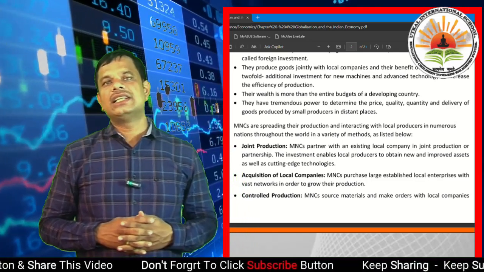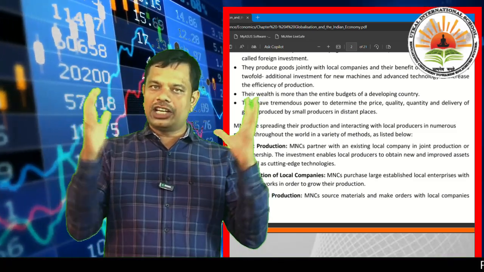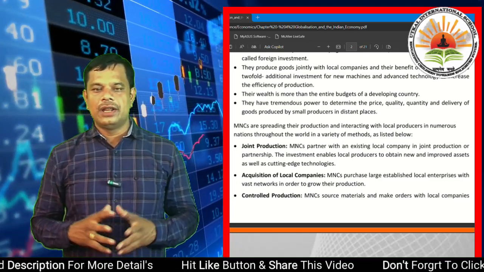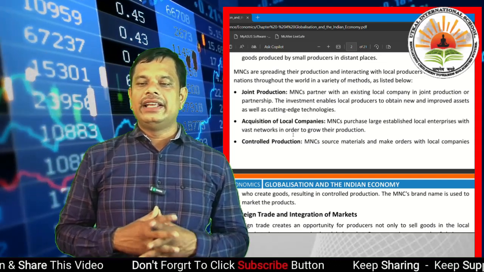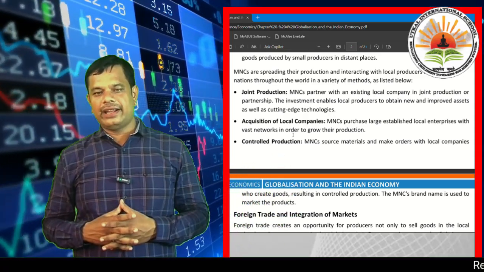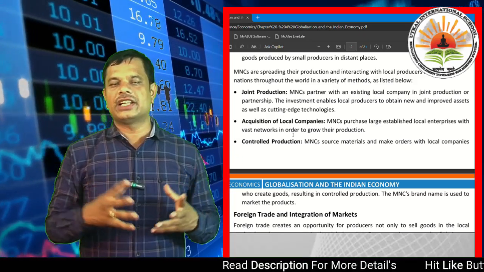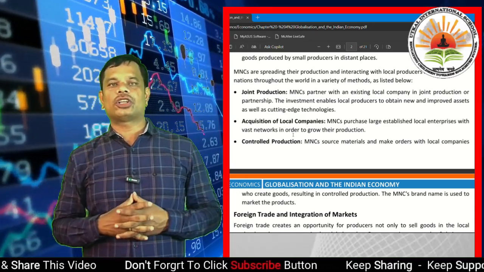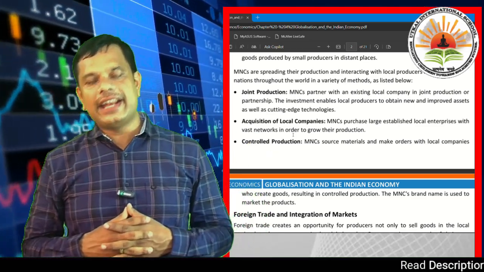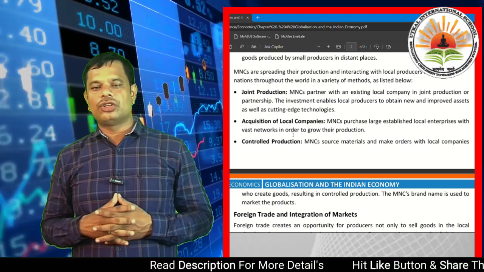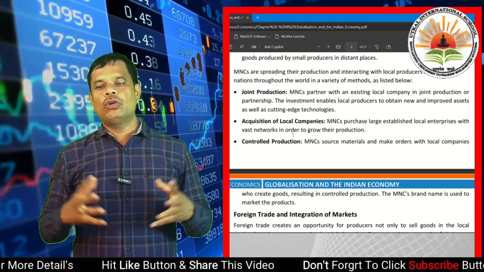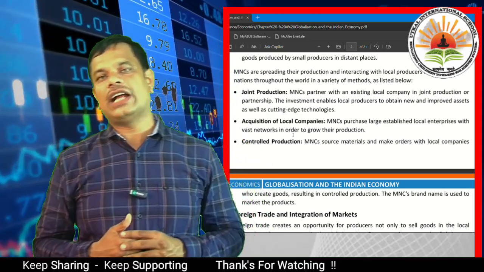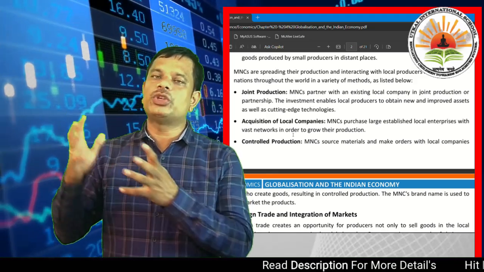The first method, dear students, is joint production. Joint means collaboration. When two persons, three persons, more persons collaborate, it is known as joint. So multinational corporations partner with an existing local company in joint production or partnership. The main point is investment. The investment enables local producers to obtain new and improved assets as well as cutting edge technology. Cutting edge technology means new technologies, new ideas which are with multinational corporations and not with the local companies.